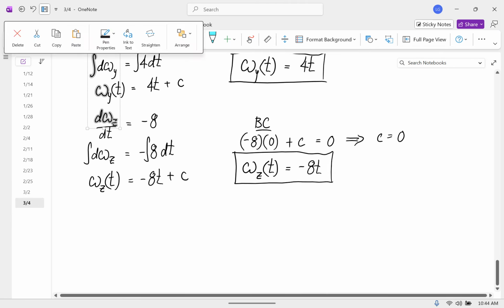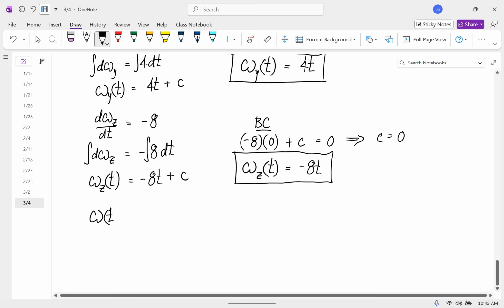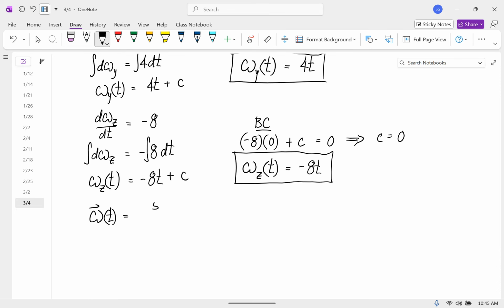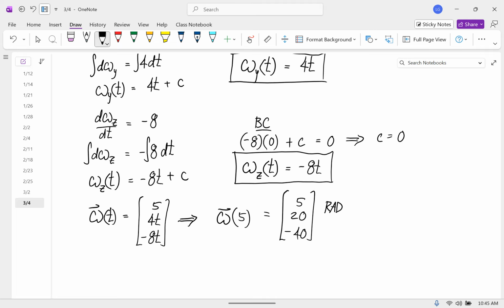And so all together we have that omega vector as a function of time is equal to (5, 4t, -8t). And since this question just asks stuff at time equals 5, we can just plug in time and see what this is at time equals 5. This is (5, 20, -40) radians per second. Okay.